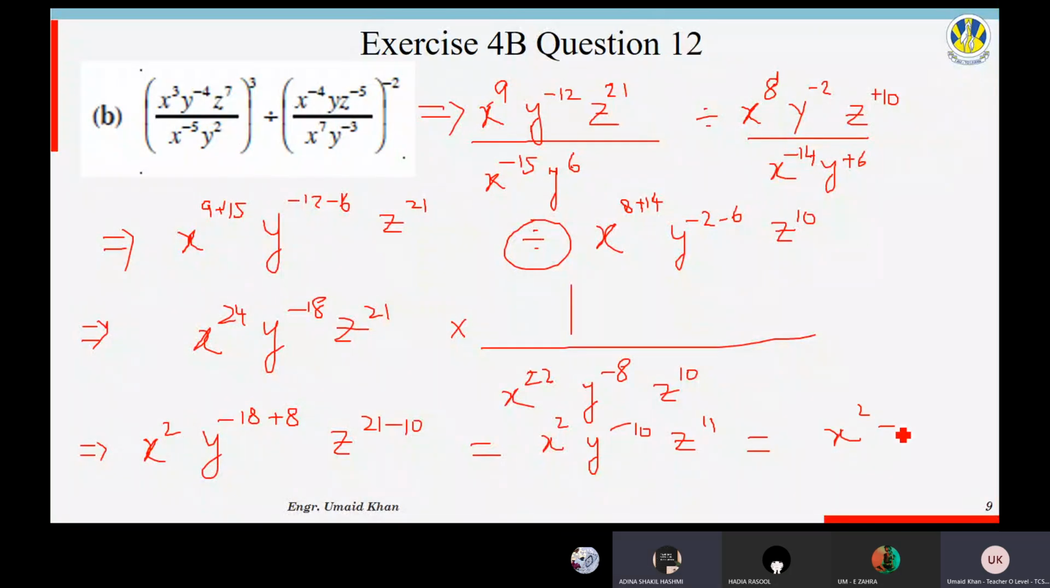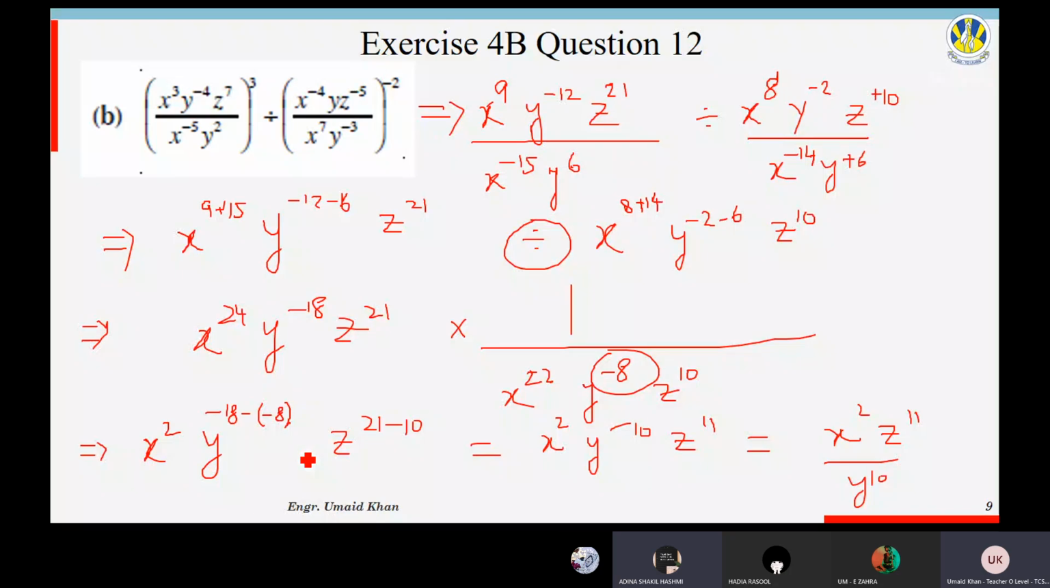Sir, I still didn't understand. Why did the -8 turn into +8? Okay, let me write it again for you. So y's power is -18. Subtract the power in the denominator, it will be minus, and then in the brackets write -8. So this is how it becomes +8. Yes, sir, understood. Is it clear now?